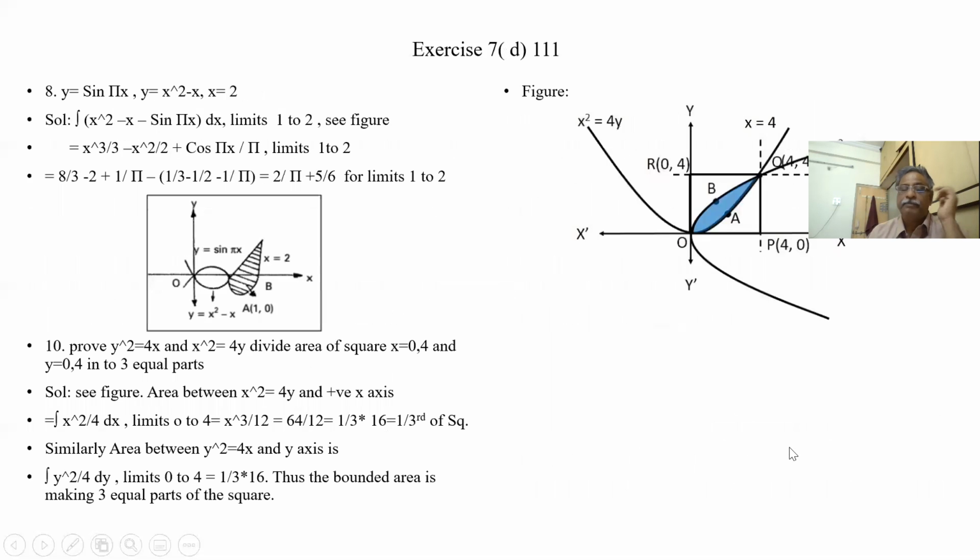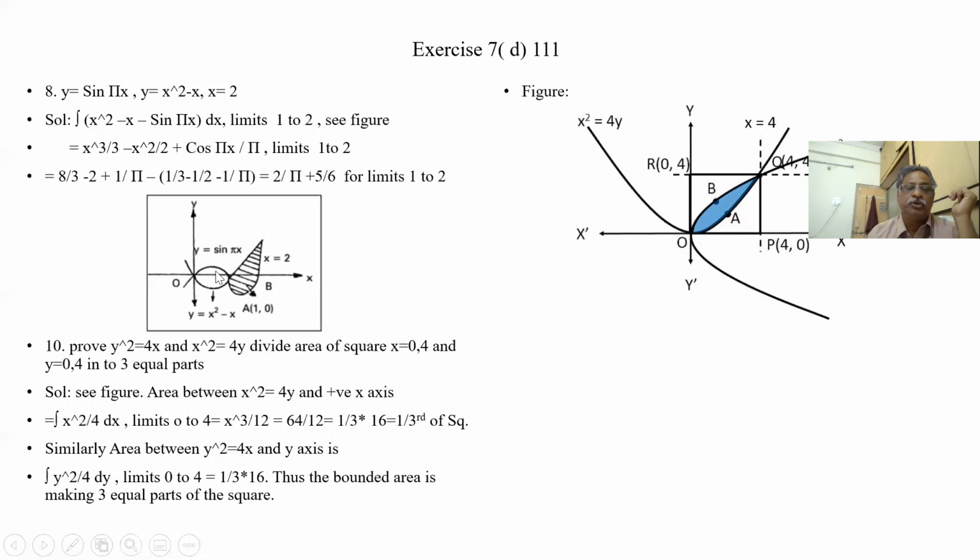Okay. Now let us see problem number 8. y is equal to sine pi x, y is equal to x square minus x, and x is equal to 2. You want the bounded area between 3 curves. If it is only between these 2 curves, this is y is equal to sine pi x, and this curve is x square minus x. So this is the area coming.